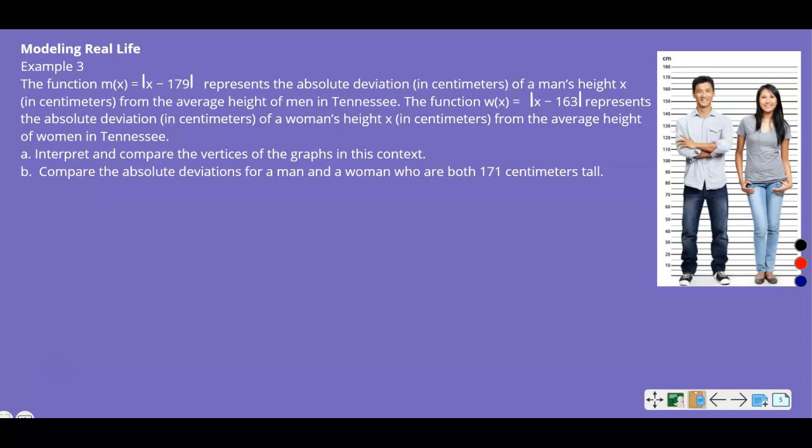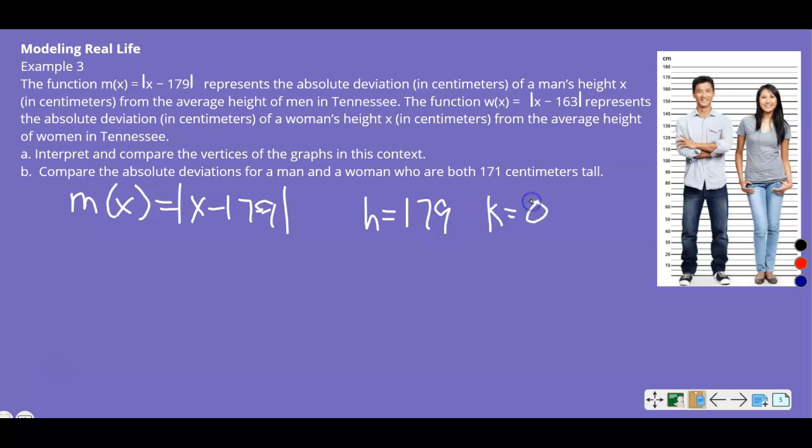All right, so let's just look at part A first. Interpret and compare the vertices of the graphs in this context. So let's look at men's first. So m of x equals the absolute value of x minus 179. All right, so we can conclude that this is in vertex form. So there's no a, there's no number in front of the absolute value. And then this would be h, and there's no k. So we can conclude that h is 179, his height is 179, and k is 0. So that would be the vertex. If you graph this function, (h, k) would be your vertex.